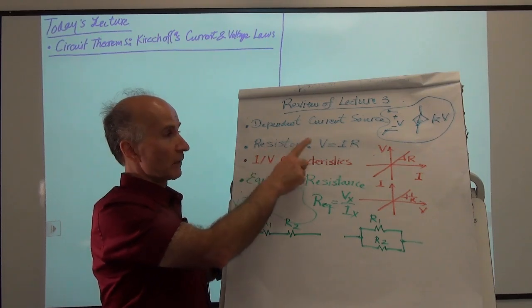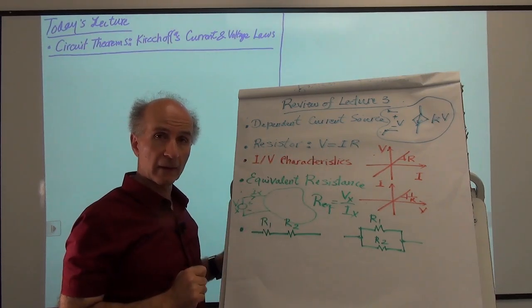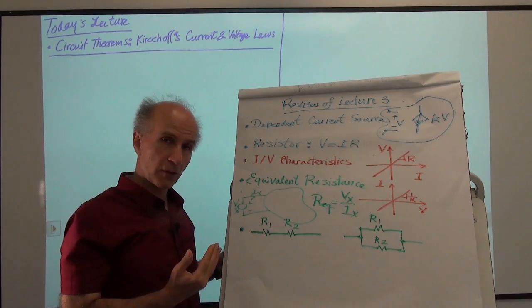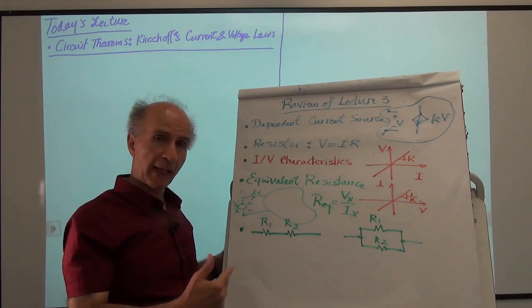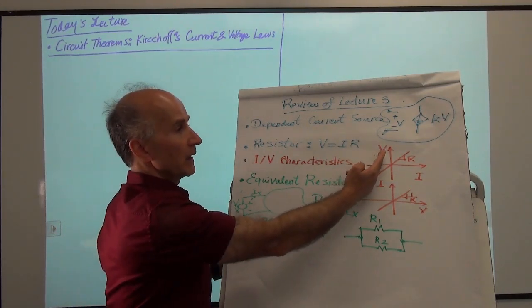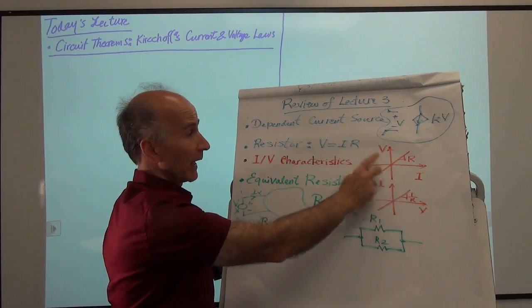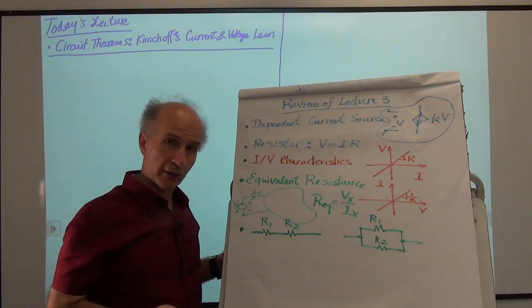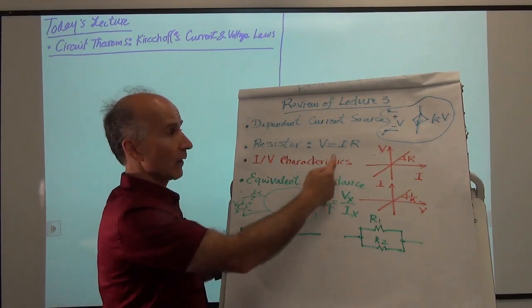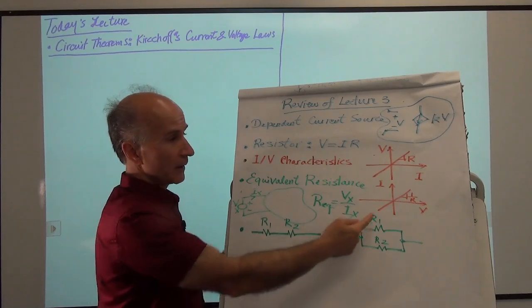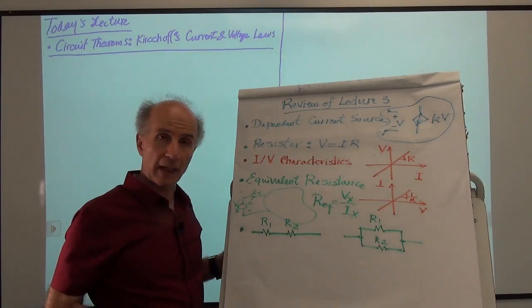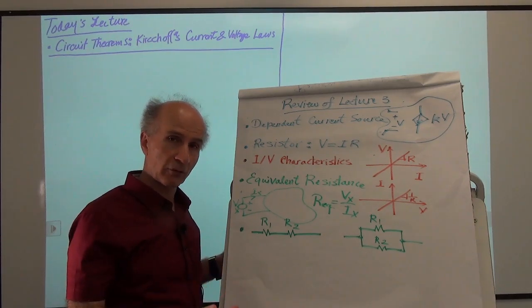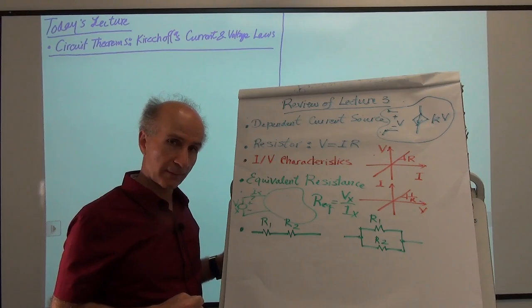Then we talked about resistors and Ohm's law, and we saw that it's a simple linear relationship between the current and the voltage, and that relationship can be cast as V equals Ri, and that gives us a straight line through the origin with a slope of R. Or we can write I in terms of V over R, and that gives us a different characteristic. Either of these is fine, and we call these the IV characteristics of a resistor.